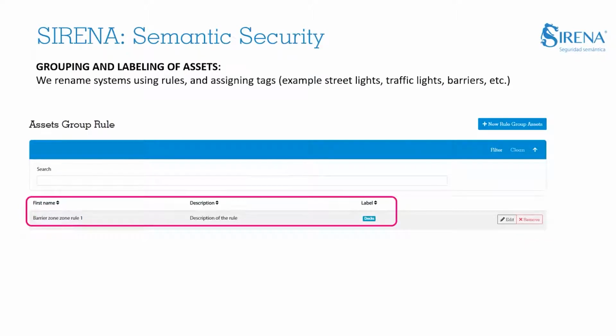The group labels allow us, for example, to identify the areas where each asset is located, and this Sirena screen allows us to assign said area automatically.